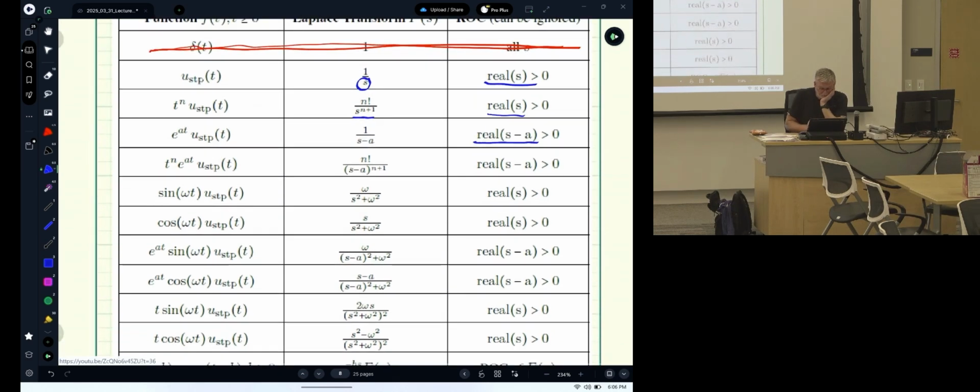So one of our things is the inverse Laplace transform of 1 over s plus 3. So s plus 3 means a is minus 3, and so we get e to the minus 3t times the unit step. That's s plus 3. a is minus 3 for that to work.